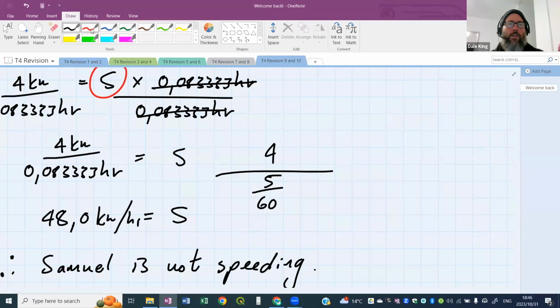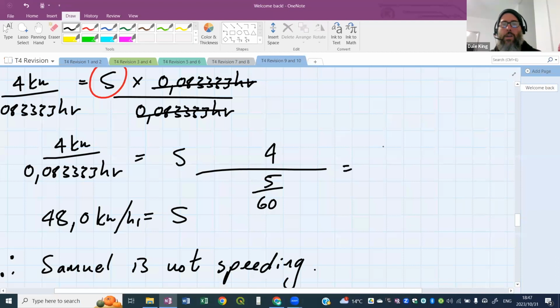4 divided by 5 divided by 60. All right. So on our calculation, we said 4 divided by 5 divided by 60, which gave us, and the 5 divided by 60 gave us 0.083333, right? But you know in mathematics that when you divide by fractions, we don't like to divide by fractions. So what we do is we tip and times them.